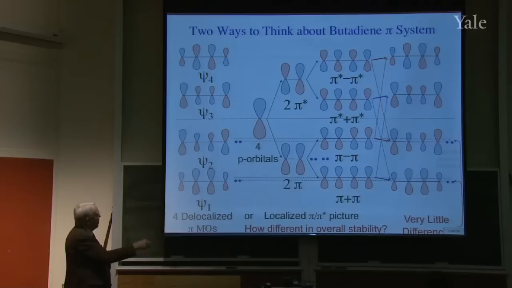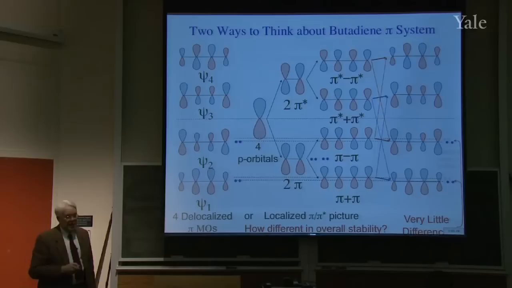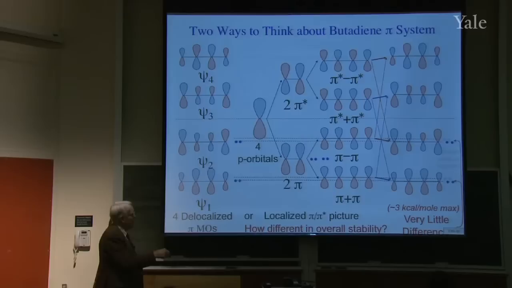Okay, but then the ones on the far right are the same as the ones on the left if we let these interact with one another, right, in two stages. But that second stage, the one that made it big in the middle and small on the ends here, didn't account for much energy because the energy match was so bad of the things we were mixing, and the same here. Now you might say that it's only about 3 kilocalories per mole max. That's only the barrier to rotation of ethane, right? It's not very much, okay?